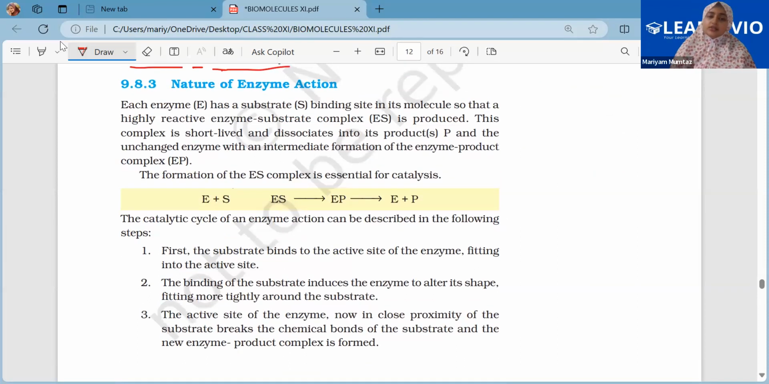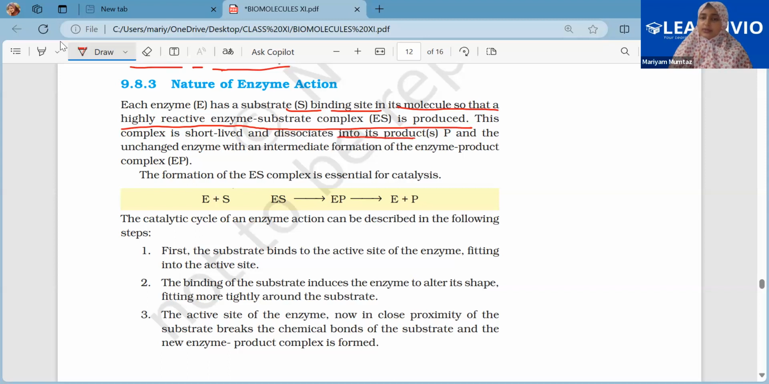Now, talking about the nature of enzyme action, each enzyme has a substrate S binding site in its molecule so that a highly reactive enzyme substrate complex is produced. Also, enzymes are very specific. For example, we have studied so many different enzymes for glycolysis, and so many different enzymes for the aerobic reactions. We see that each of those reactions occurs because of a certain named enzyme, and that is how it happens.